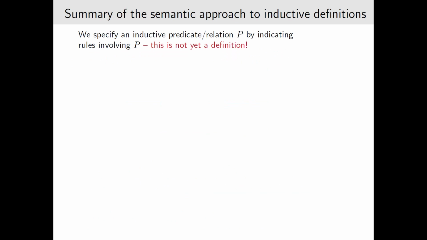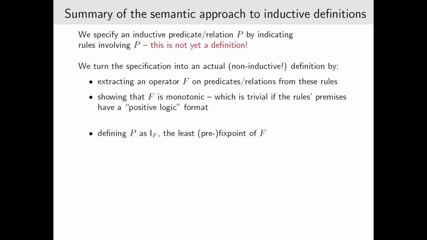So let me just conclude this first part of the tutorial. The semantic approach, right? We specify the inductive predicate or relation by indicating the rules that involve that predicate. This is not yet a definition. This is a specification, a wishful definition, so to speak. We turn this specification into an actual definition that has nothing inductive or recursive in it. Knaster-Tarski is just a property about a prefix point in the lattice. That's completely banal mathematics, so to speak. Nothing about recursion or induction.